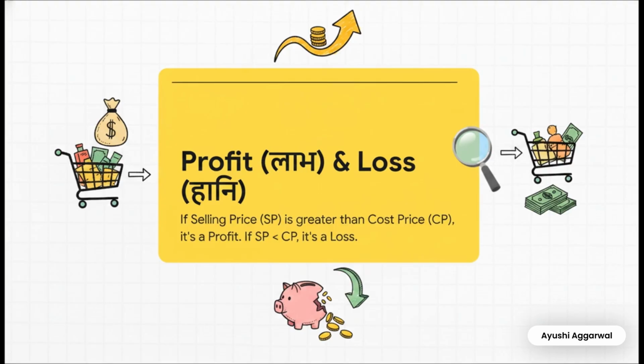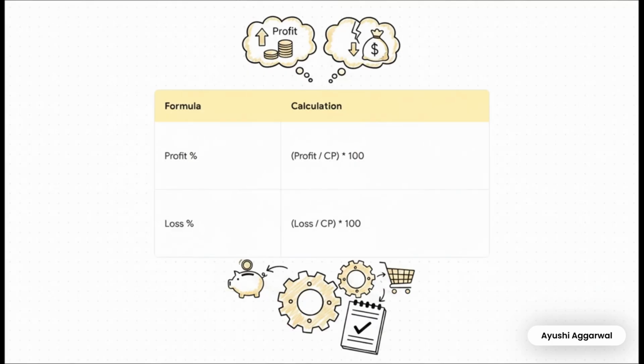Look, if your selling price is more than your cost price, meaning you sold it for more than you bought it for, you've made a profit. But if your SP is less than your CP, then that's a loss. See? Super simple, right? Okay, now these two formulas are what I call our exam mantras. It's not enough to just find the profit or loss amount. Exams almost always ask for the percentage.